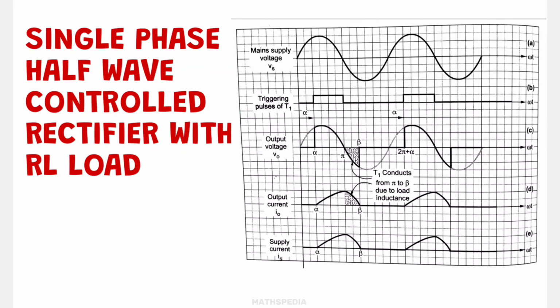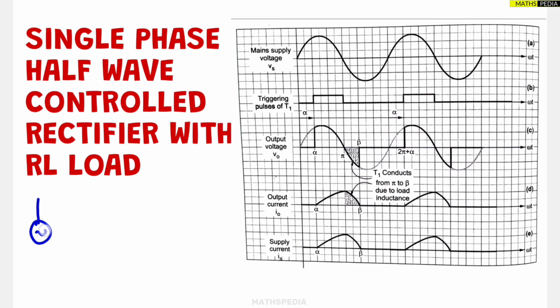So in this video we are going to discuss the single phase half wave controlled rectifier with RL load. In the previous video we have discussed the R load. Now here it is resistor as well as the inductor. If you see the simple diagram, what will the change will happen?